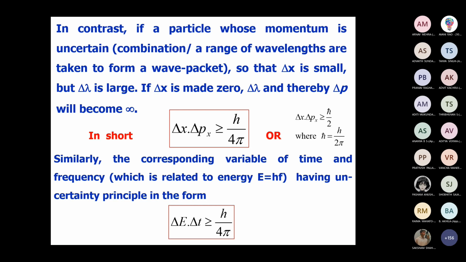So we have two relations pertaining to uncertainty, for the components being measured. One is position and momentum, another is energy and time. Does anyone have any query in this?